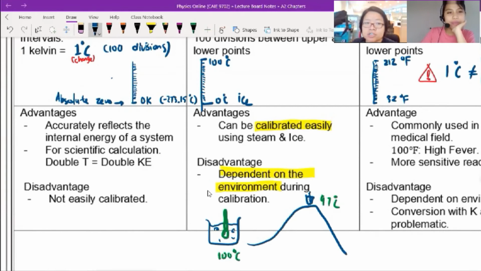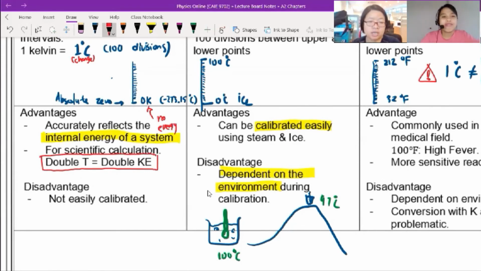So the advantage of the Kelvin scale, which is what scientists prefer to use, is that it reflects the internal energy of a system. 0 Kelvin means no energy. If I double the temperature, I double the energy. There will be an equation that we will do later in the ideal gas chapter. But the whole idea is it's easier for scientists to understand.